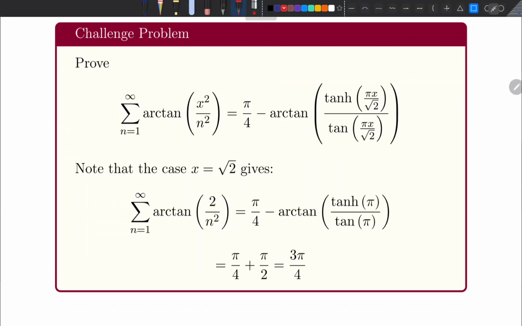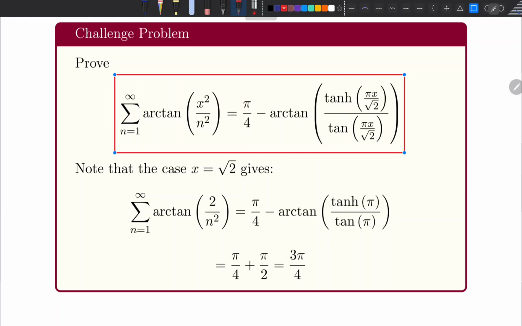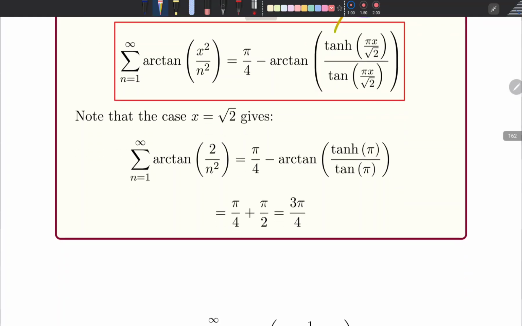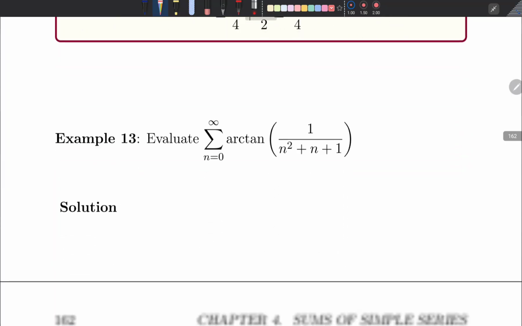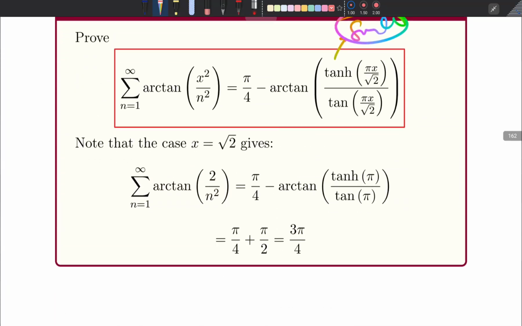So he asked us to prove this. This is really amazing. The sum as n equals 1 to infinity of arctan of x squared over n squared equals pi over 4 minus arctangent of hyperbolic tangent of pi x over square root of 2 over tangent of pi x over square root of 2. And I will surely make a video on the proof of this one. Surely. This looks amazing.